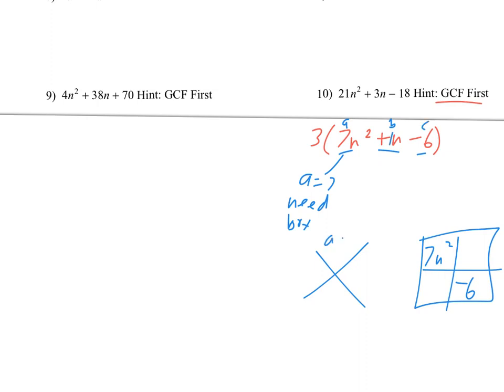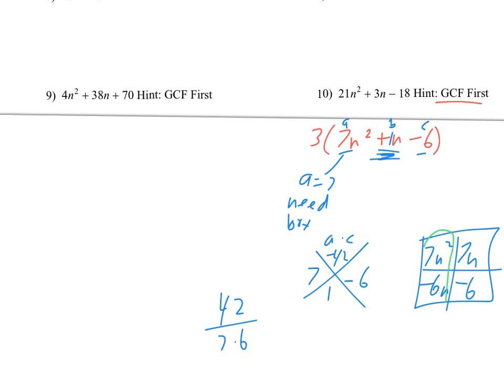So my a times c is going to be negative 42. And then my b is going to be 1. And I already can think of, for 42, that 7 and 6 that I multiplied together, that is going to be my two numbers if I make the 6 negative. So I'm going to have 7n and negative 6n. And that adds up to that 1n right in the middle there.